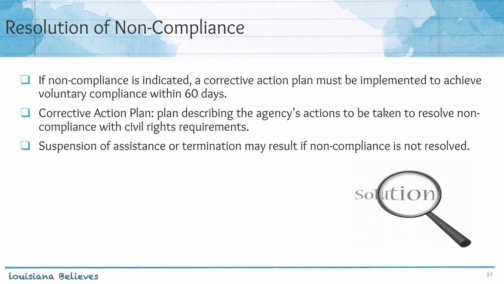Resolution of noncompliance. If noncompliance is indicated, a corrective action plan must be implemented to achieve voluntary compliance within 60 days. The corrective action plan should describe the agency's actions to be taken to resolve the noncompliance determined. If the corrective action is not achieved within 60 days, suspension of assistance or termination may result.